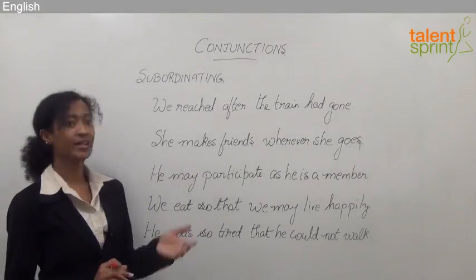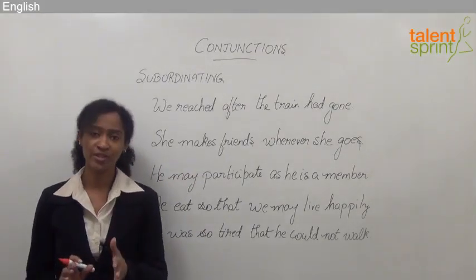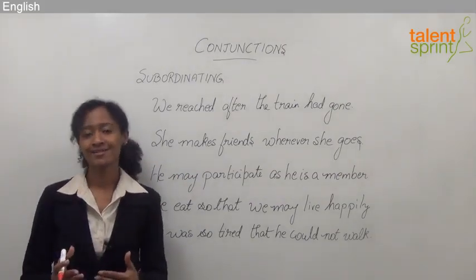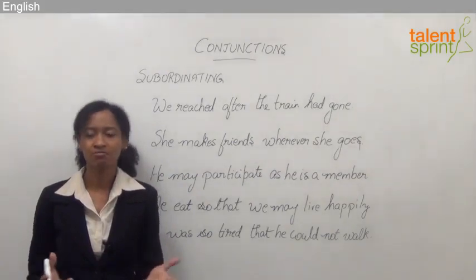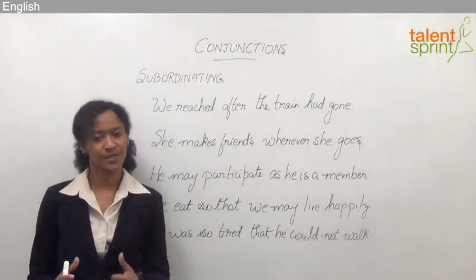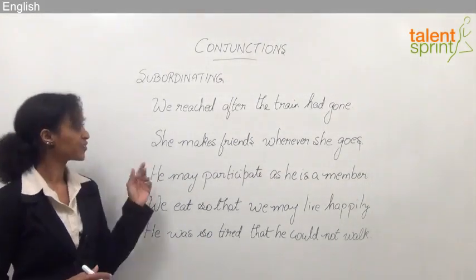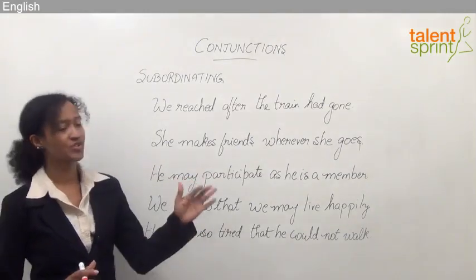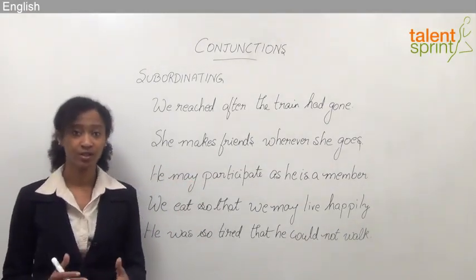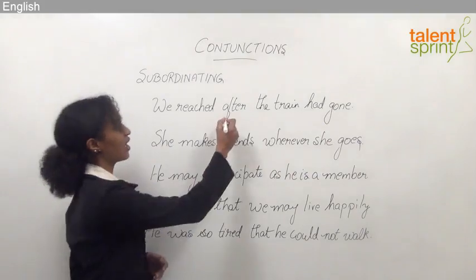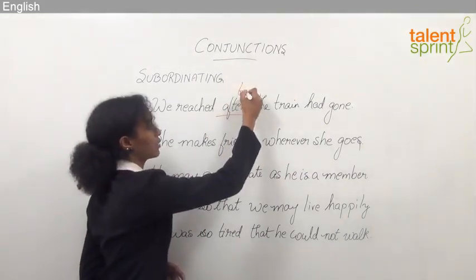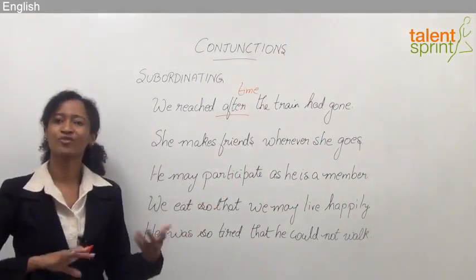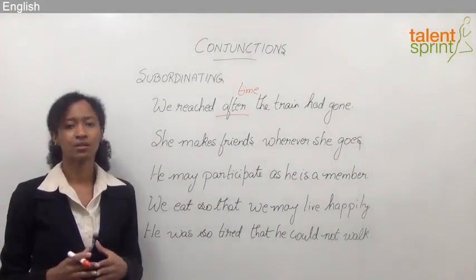So subordinating conjunctions are also those introducing clauses that act as adverbs. So adverbs of time, place, cause, reason, result, consequence, purpose. Let's look at a couple of examples. The first one, we reached after the train had gone. So here my subordinating conjunction is after, expressing time. Other examples are before, until, till.